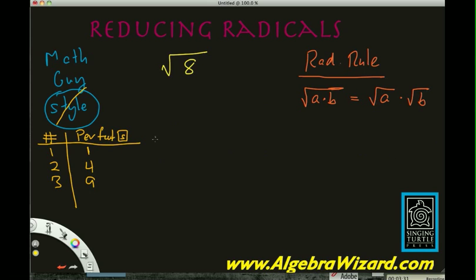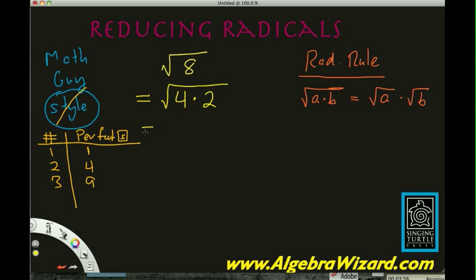So what we do is we ask ourselves, okay, looking at 4 and 9, does either of those numbers divide evenly into 8? And, of course, if you think about that for a minute, you know that 9 doesn't go into 8. It's too large, but 4 does go into 8, and it goes in twice. So we can change this radical, first of all, to the square root of 4 times 2, since 4 times 2 is another way of saying 8.